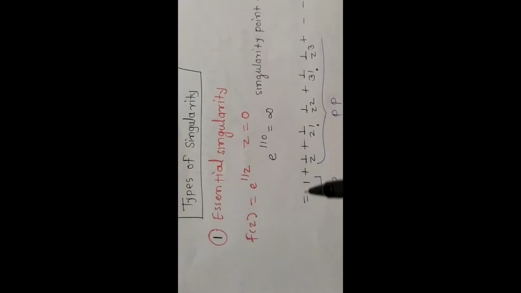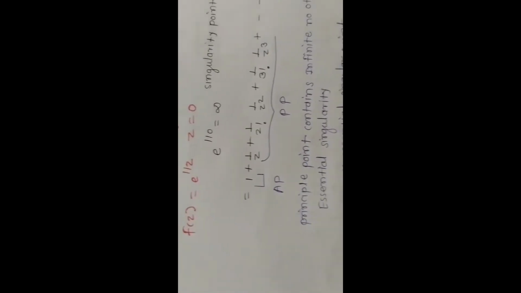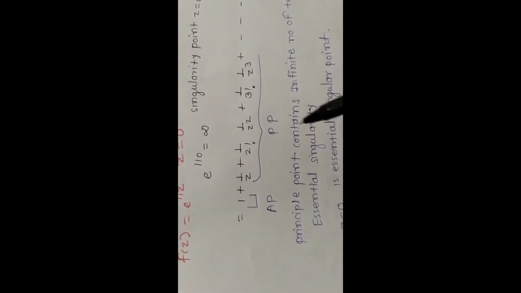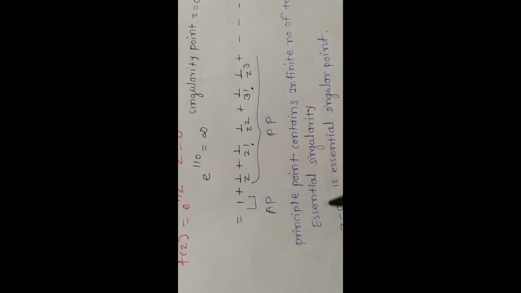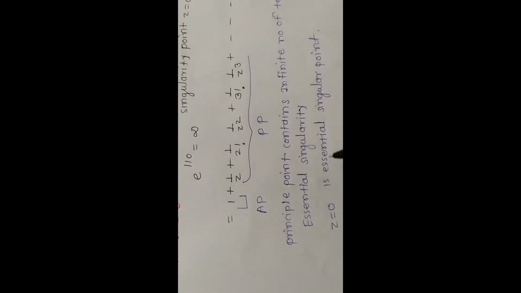principal part. The principal part has an infinite number of terms, so we call it an essential singularity. When the principal part contains an infinite number of terms, we call it an essential singularity. When z is equal to 0, it is an essential singular point.